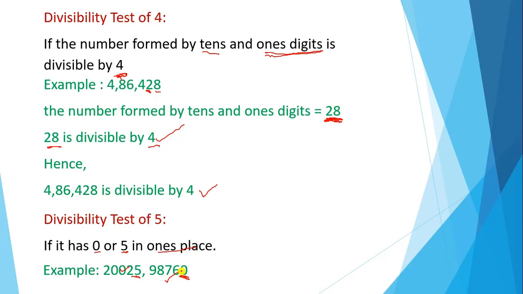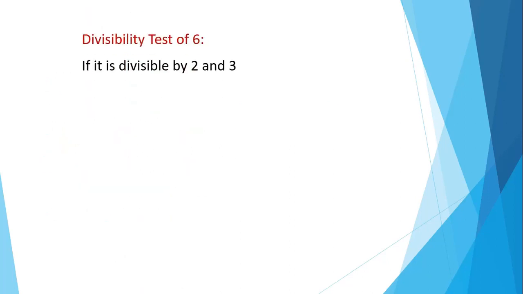Now the next divisibility test is 6. It states that if the number is divisible by 2 as well as divisible by 3, which means we need to apply the divisibility test of 2, and we need to apply the divisibility test of 3. If that number is divisible by both, that is the divisibility test of 2 and the divisibility test of 3, then only it is divisible by 6. Let's take an example. We took an example as 1,28,880.